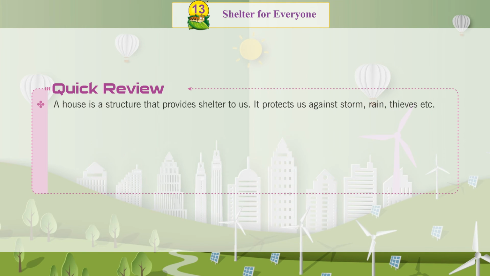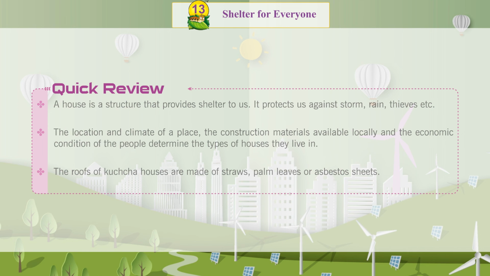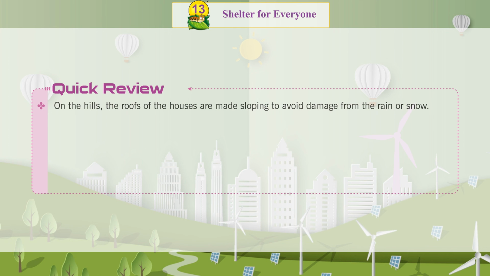Quick review. A house is a structure that provides shelter to us. It protects us against storm, rain, thieves, etc. The location and climate of a place, the construction materials available locally, and the economic condition of the people determine the types of houses they live in. The roofs of kacha houses are made of straws, palm leaves, or asbestos sheets. On the hills, the roofs of the houses are made sloping to avoid damage from the rain or snow.